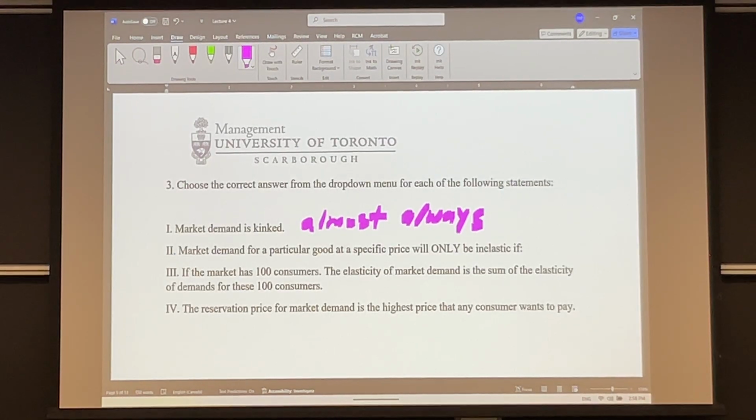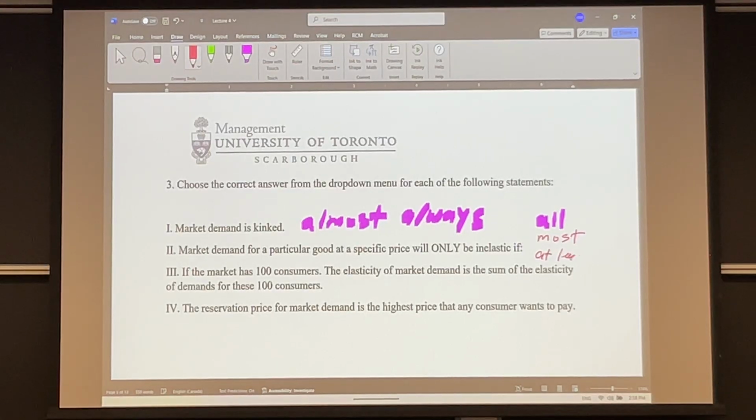The second one, I haven't explained it, but it should be sort of semi-obvious. Market demand for a good at a specific price will be inelastic if all consumers have an elastic demand, most consumers have an elastic demand, at least one consumer has elastic demand. If someone tells you the market demand is inelastic, what's your conclusion? Everyone in the market has an elastic demand, most have an elastic demand, or at least one has an elastic demand. Which one? What do you think the outcome is? Most, all, at least one.